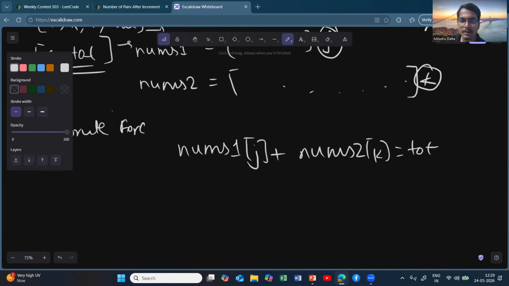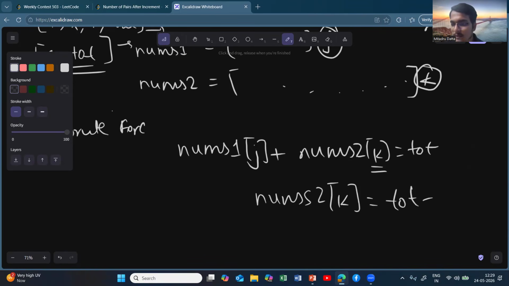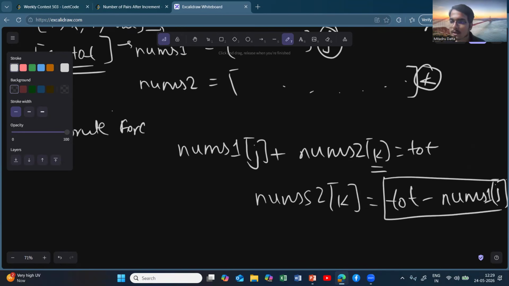This means that you need to find whether a k is present such that nums2 of k is equal to total minus nums1 of j. Now you can iterate through all this j. You just need to iterate through all the j and check whether any such k exists.